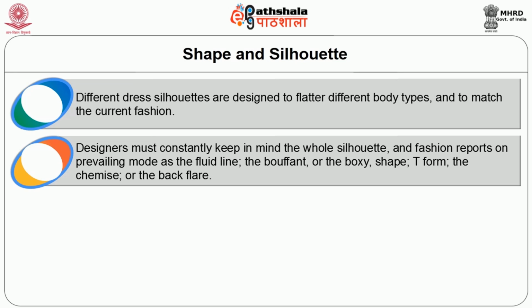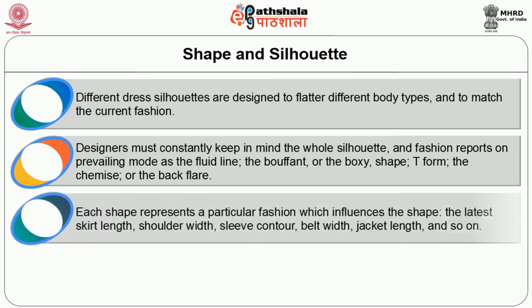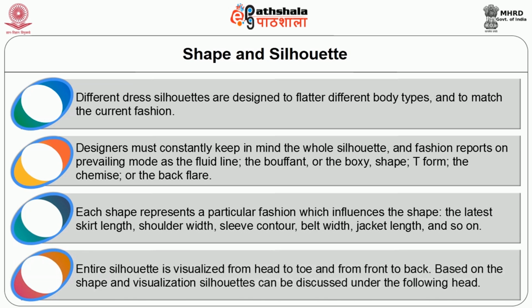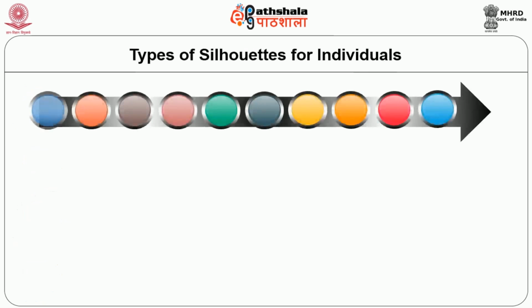They are the bouffant or the boxy, T-form, the chemise or the back flare. Each shape represents a particular fashion which influences the shape, the latest skirt length, shoulder width, sleeve contour, belt width, jacket length and so on. The entire silhouette is visualized from head to toe and from front to back. Based on the shape and visualization of silhouettes, it can be discussed under the following chapters. Types of silhouettes for individuals.